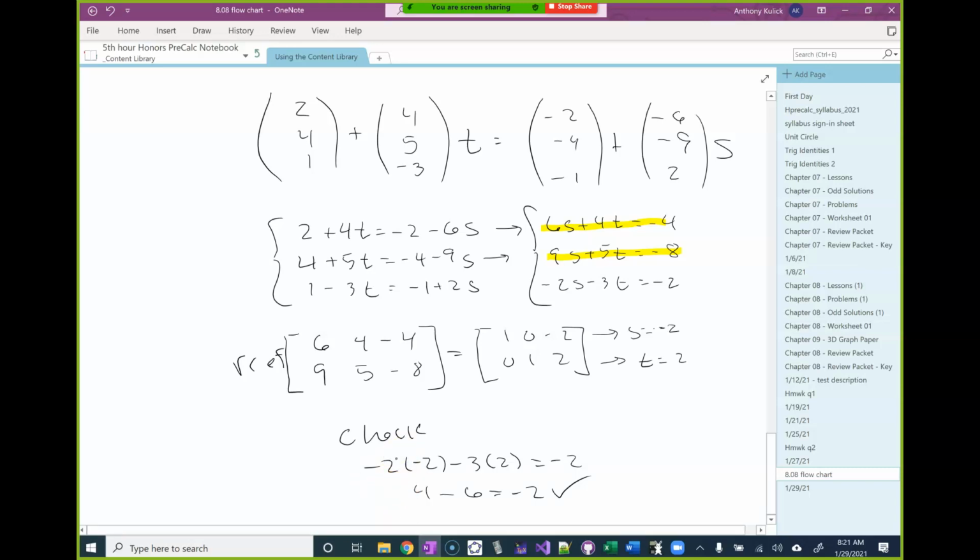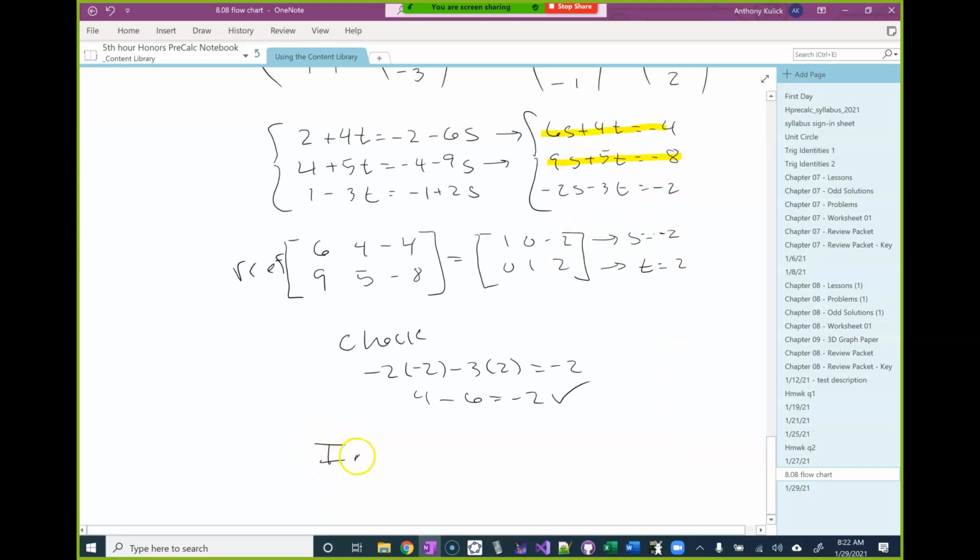+4. Everybody's okay there. So what that tells me is that they are intersecting.